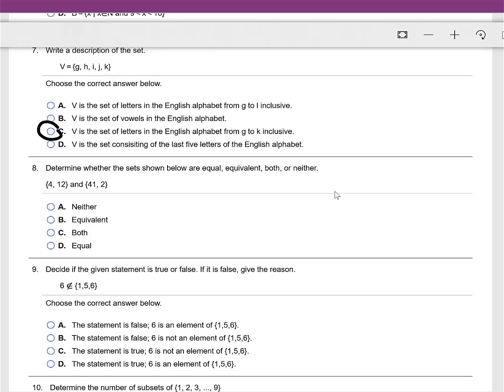Determine whether the sets are equal, equivalent, both, or neither. So the set on the left has 2 elements and the set on the right also has 2 elements, so we know they're at least equivalent, but they don't have the same elements, so therefore these sets are simply equivalent, they're not equal.